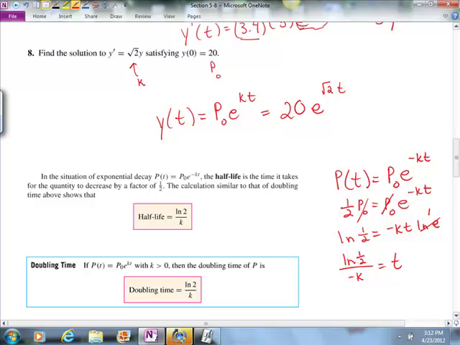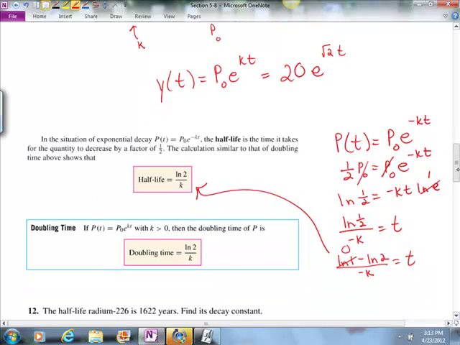Now, if you use properties of logarithms to simplify this, this is going to be ln 1 minus the ln of 2 divided by negative k. But you might remember that the ln of 1 is 0. So this t then is just the ln of 2 divided by k. So that's where they come up with that formula for half-life. You just take the ln of 2 and divide by k, and that's going to be your half-life when you have exponential decay.